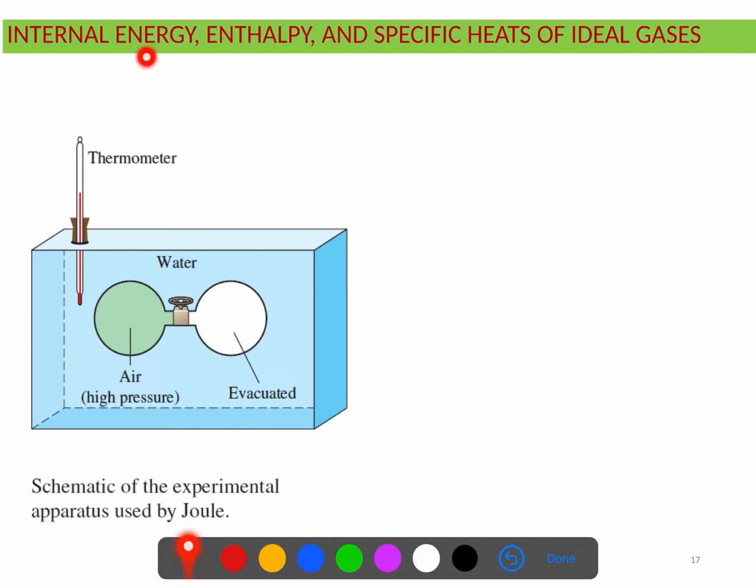Let's discuss the internal energy, enthalpy, and the specific heats of an ideal gas. From the ideal gas law, we know Pv = RT. P is the pressure, v is the specific volume, R is the gas constant, and T is the temperature. We know all of this.